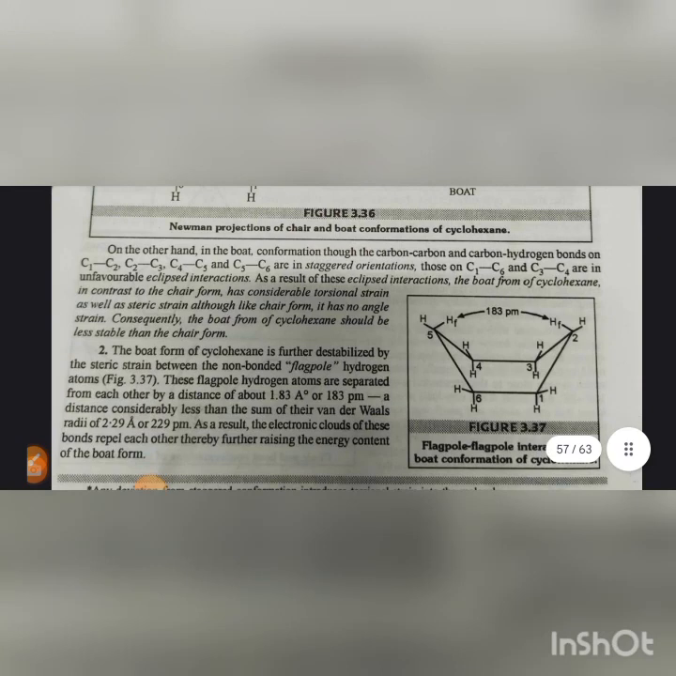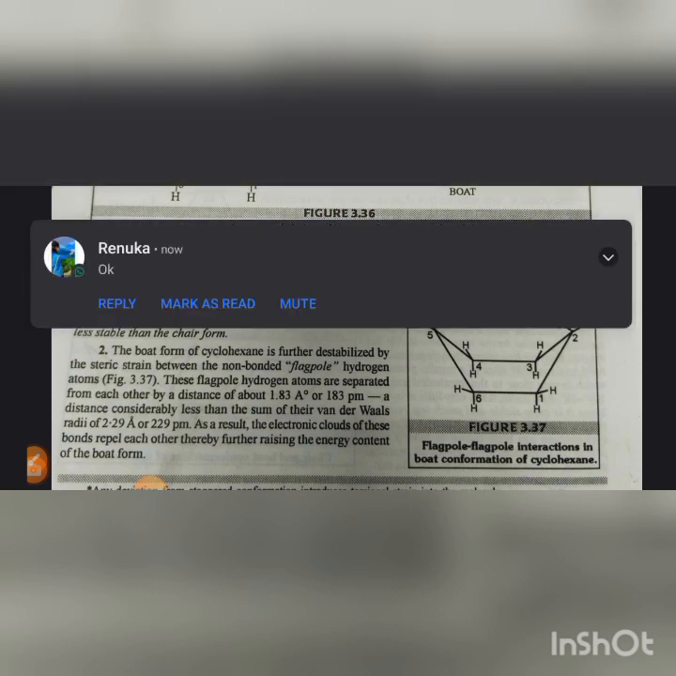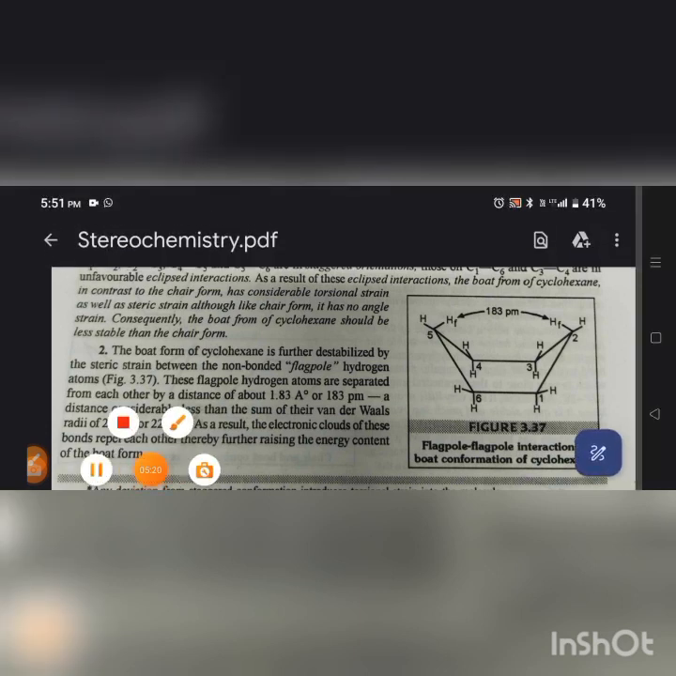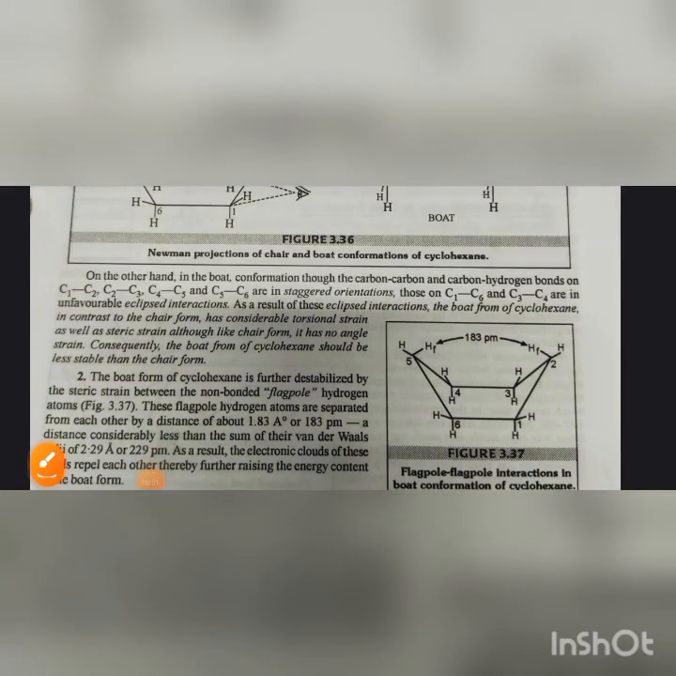On the other hand, in the boat conformation, the carbon-carbon and carbon-hydrogen bonds on C1, C2, C2, C3 up to C5, C6 are in staggered orientation. Those on C1, C6 and C3, C4 are in unfavorable eclipsed interaction.